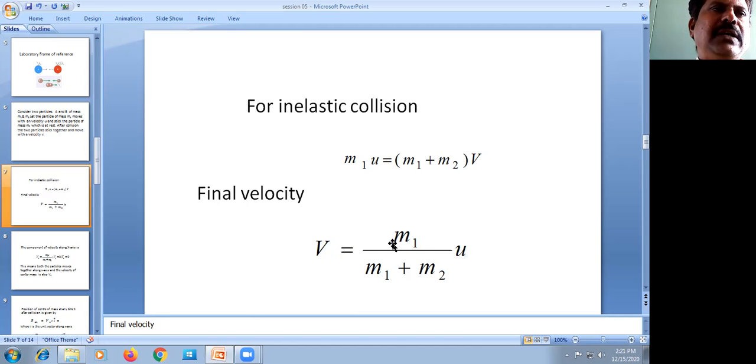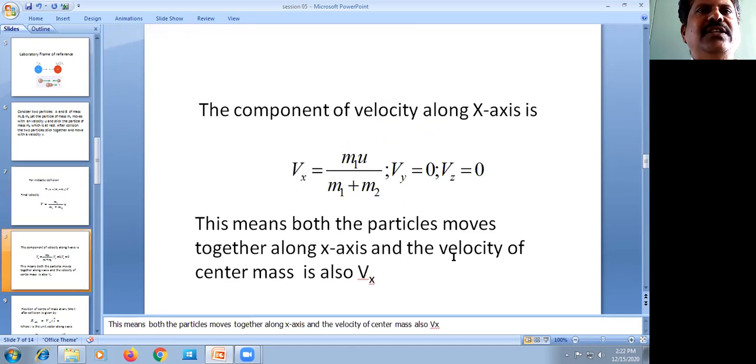Therefore, the final velocity of those two particles which stick together as a single mass is given by v equals m1 divided by (m1 plus m2) into u. That is the final velocity of those two stuck particles. Next, let us write the component of velocity along the x-axis. Here our particle is moving along the x-axis.